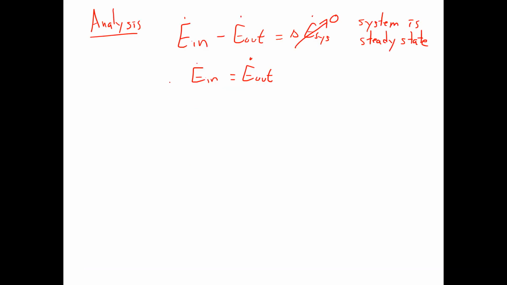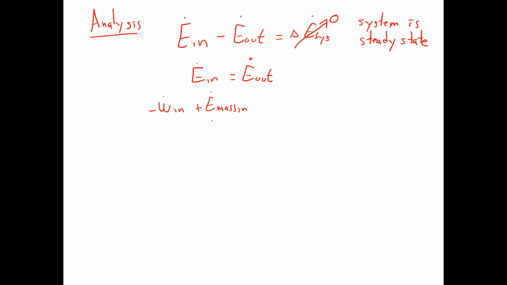So if I substitute these back into my first law, I get work in, remembering that work in is negative based on our sign convention that we talked about earlier, plus energy by mass in, equals energy by mass out. Great. That's the first step.